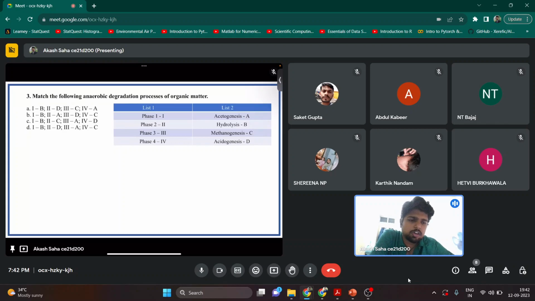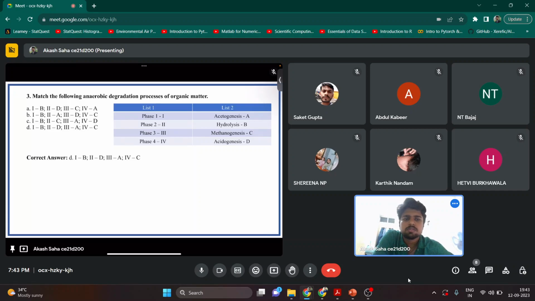Okay, so here we are talking about the various anaerobic processes. We have to arrange them in the correct order. So please see the first and the second list. Try to recall all the processes that we have learned in the anaerobic system and tell me the correct answer. Option D. So you are saying that first hydrolysis, then acidogenesis, then acetogenesis, and then methanogenesis. Yes, this is the correct answer.